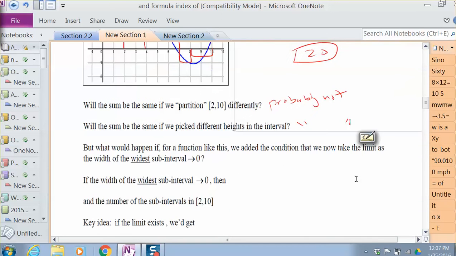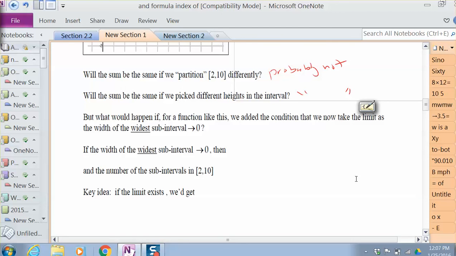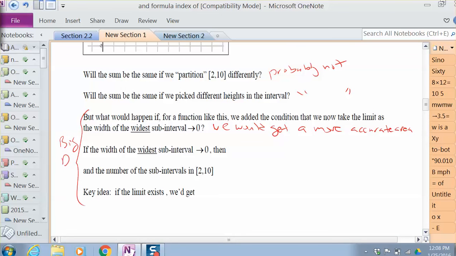But the big idea, which is coming up next: what would happen if for a function like this we add a condition that we now take the limit as the width of the subinterval approaches 0? So in this case, we probably get a more accurate area. And this right here is a big deal.